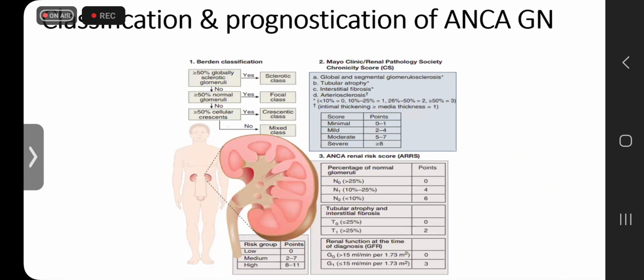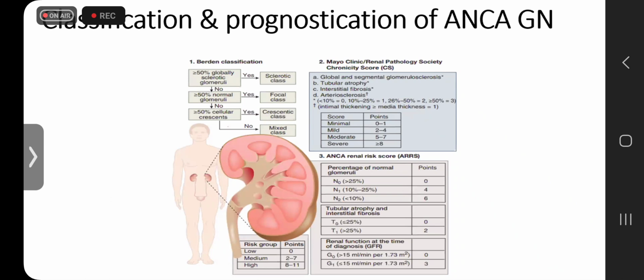Focal class does the best, and sclerotic class does the worst. And the studies that have been validated really don't show a difference in outcome between the mixed and the crescentic classes so far, but that may have to do with the number of normal glomeruli that are seen on the biopsy.